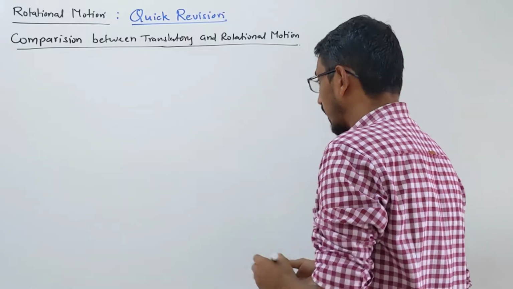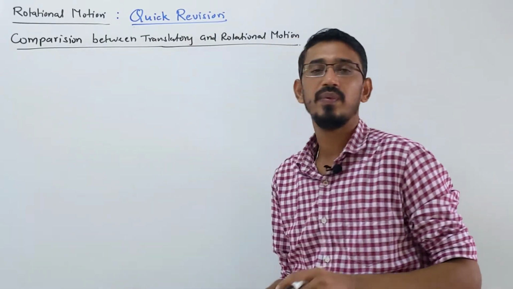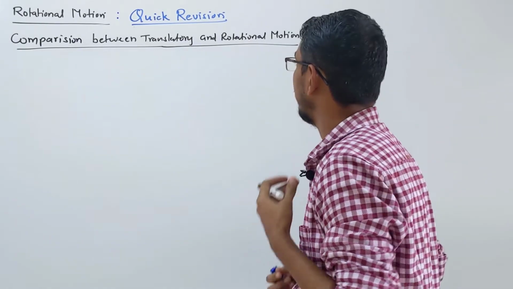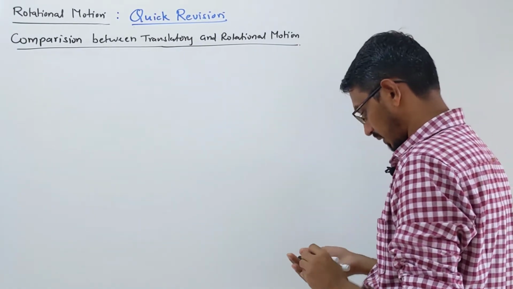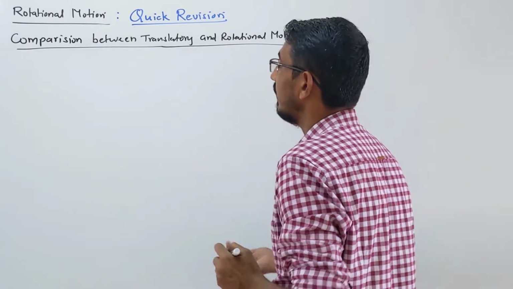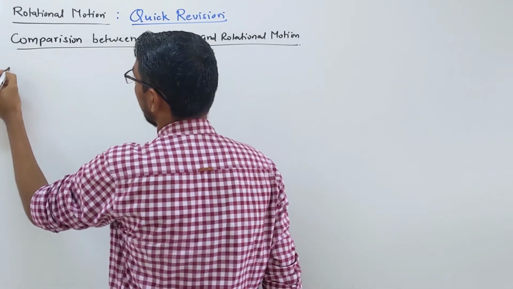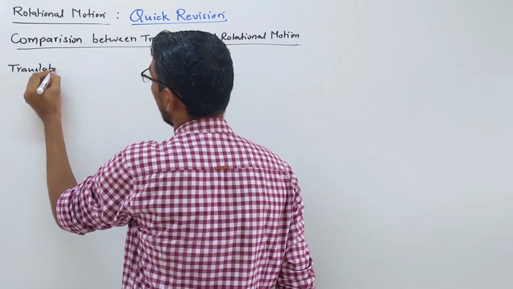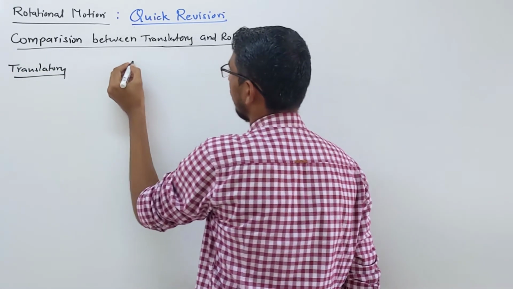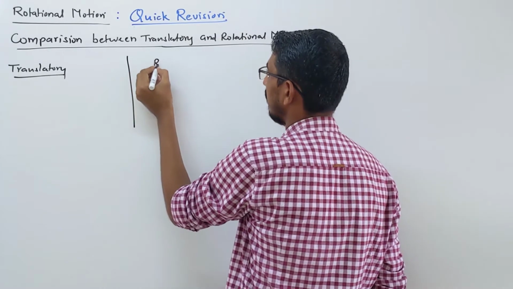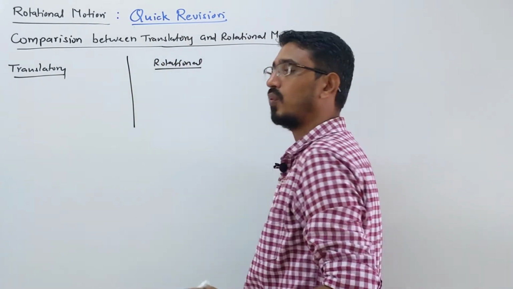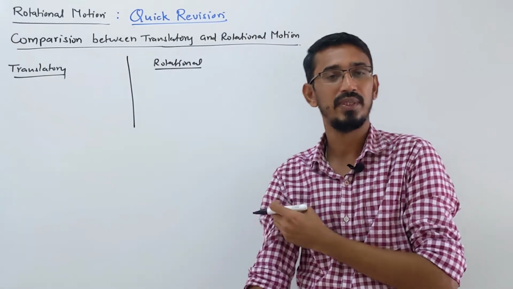Okay. So now we are doing a simple comparison between translatory and rotatory motion. Both you have done now. So let's compare them. They will be exactly similar if you see carefully. So here I write translatory or linear motion, and on this side I write rotational. Everything will be the same, all formulas, all concepts, all theorems.